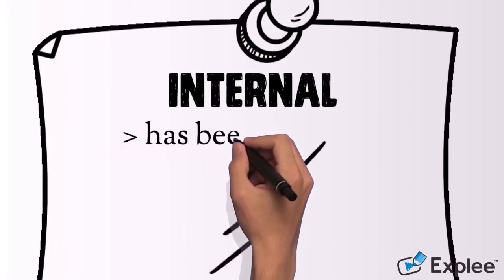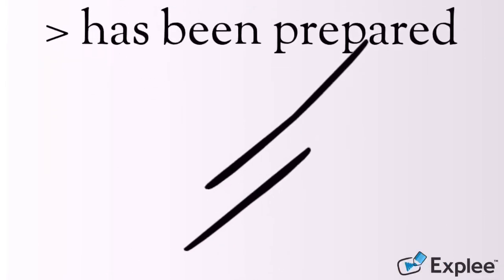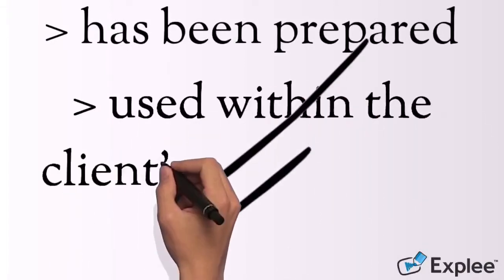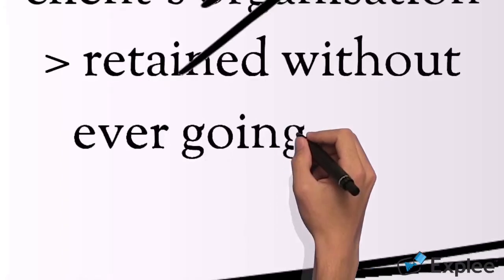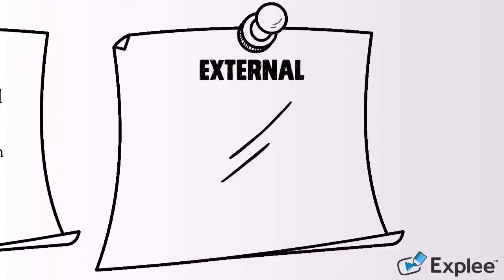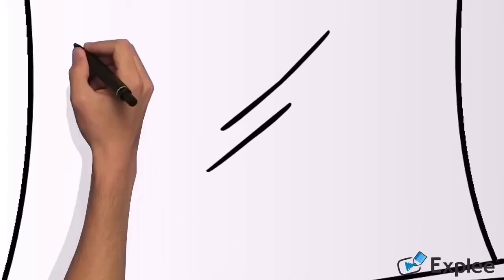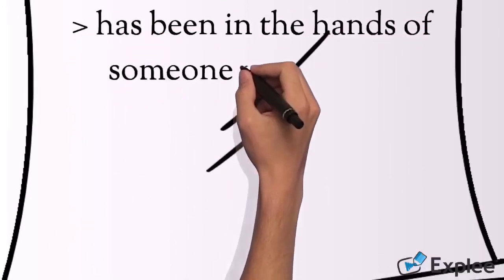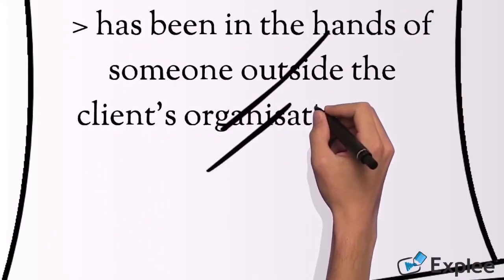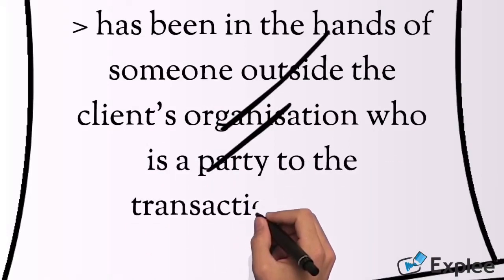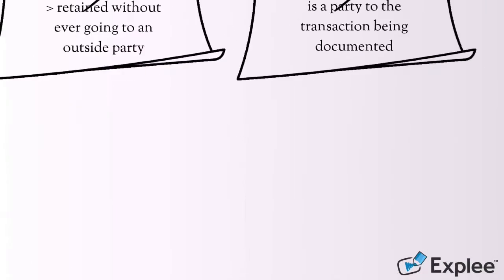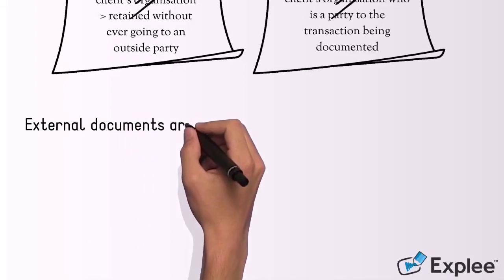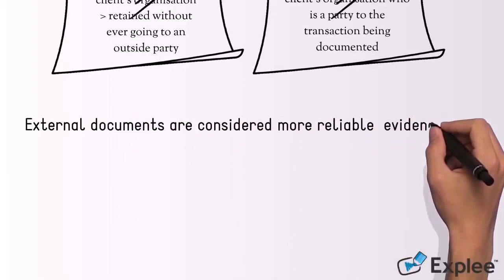Internal documentation has been prepared, used within the client's organization, retained without ever going to an outside party. External documentation has been in the hands of someone outside the client's organization who is a party to the transaction being documented. External documents are considered more reliable evidence than internal ones.